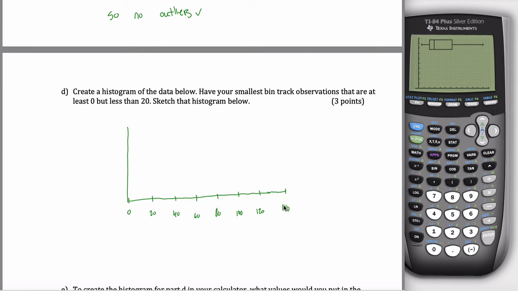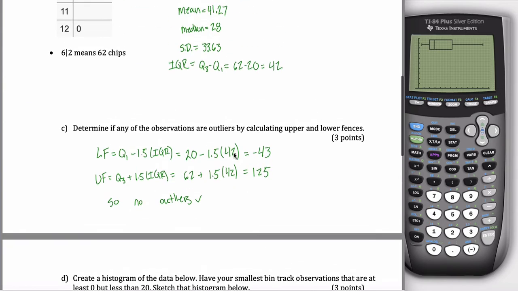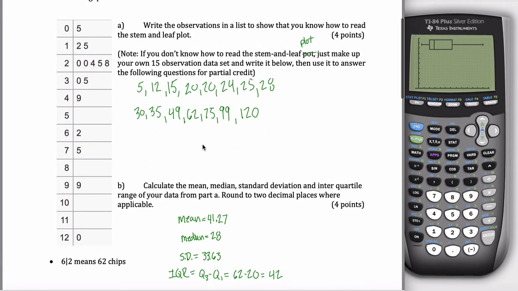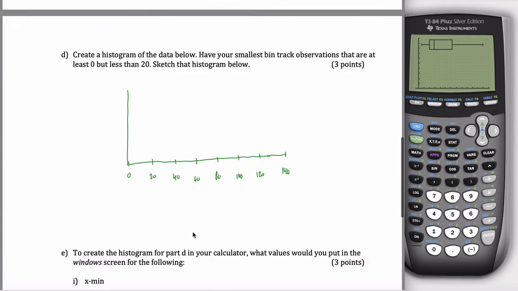So I have to go all the way out here to 140. I bet a lot of people stop at 120 and miss this last bin and only get like 2 out of 3 points or something like that. Then if I go back to my observations here, I could just go through and count how many are in each bin. I'm going to go ahead and have my calculator do that for me.